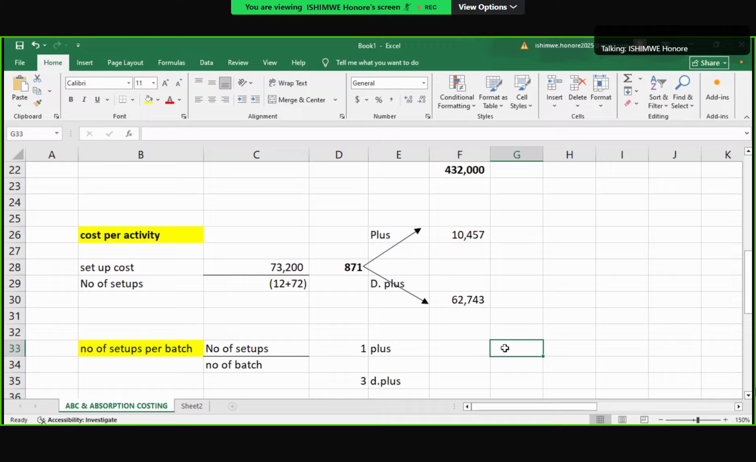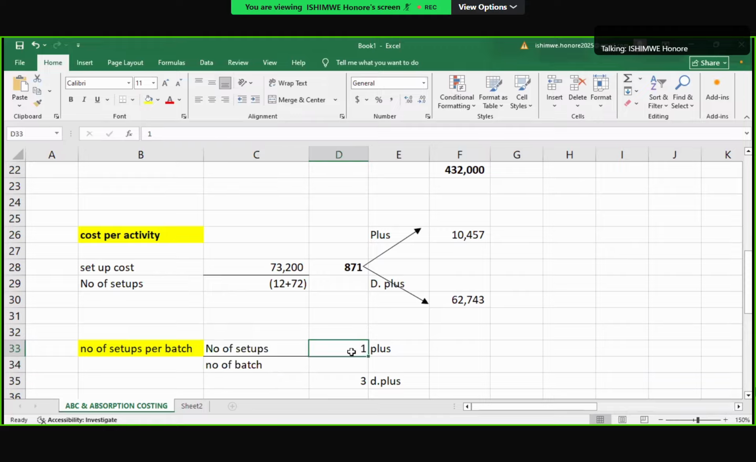Then what you do, we've got a number of setups, a number of batches. So we want the number of setups per batch. Remember, if we say per day, that's per day. So it's like number of setups per batch. They divide something. It is number of setups divided by number of batches. So that's what they gave us, number of setups per batch.